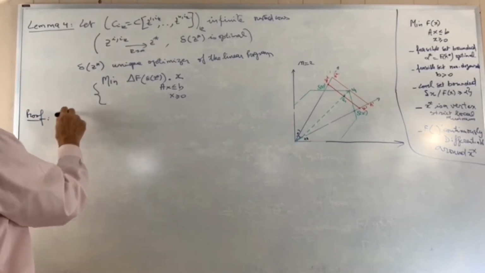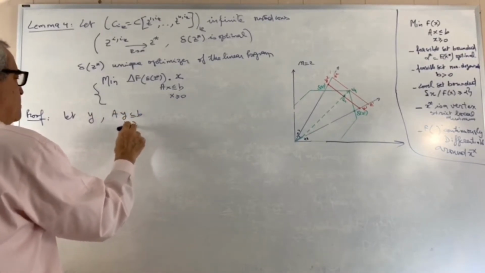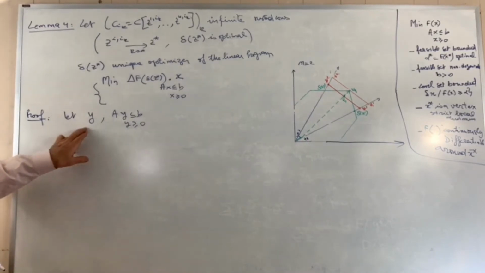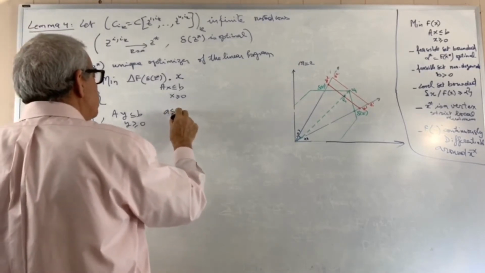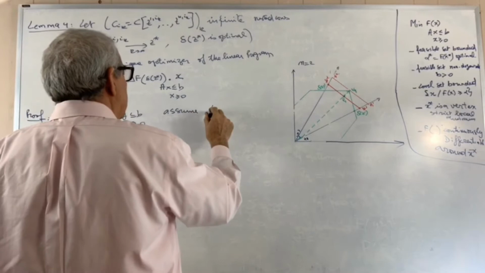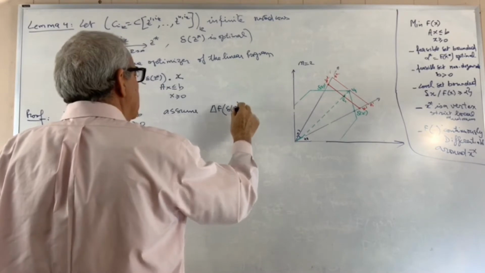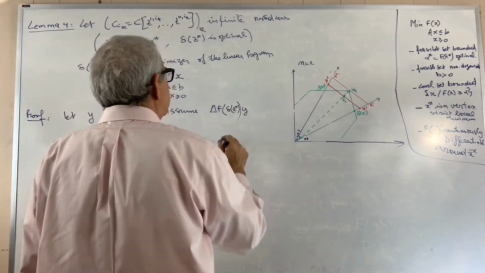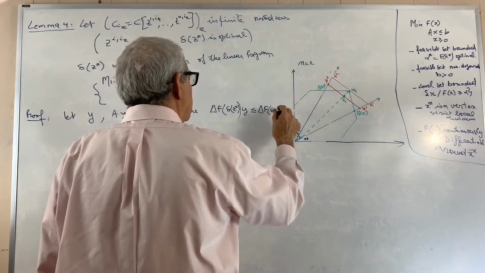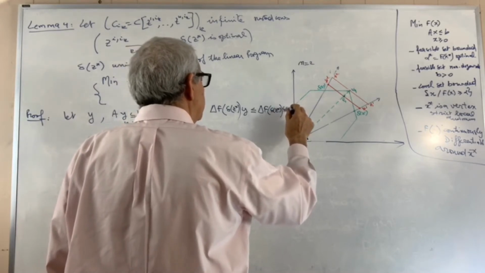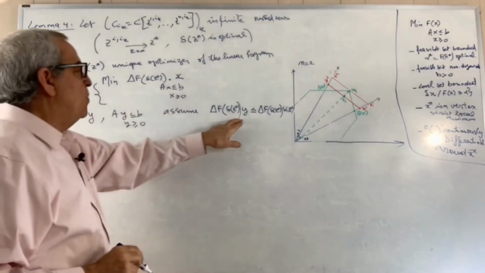So let y such that Ay less or equal to b, y greater or equal to 0. Right? Any feasible point. And assume that the gradient of f at delta of z star times y is less or equal to the gradient of f at delta z star times delta of z star. Okay. That is, delta z star is not the unique optimizer, so there is a y such that this holds.